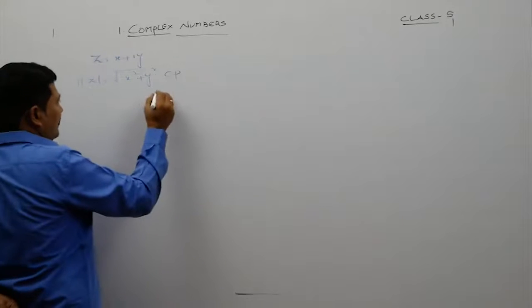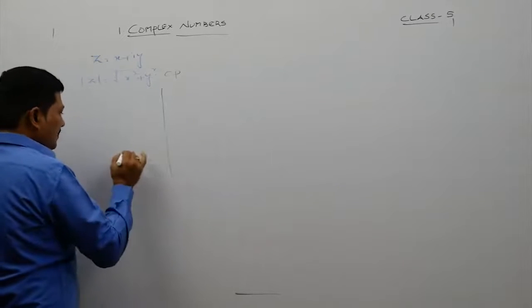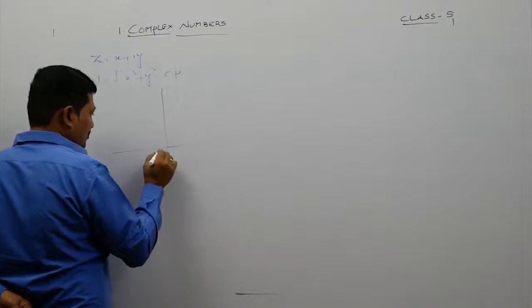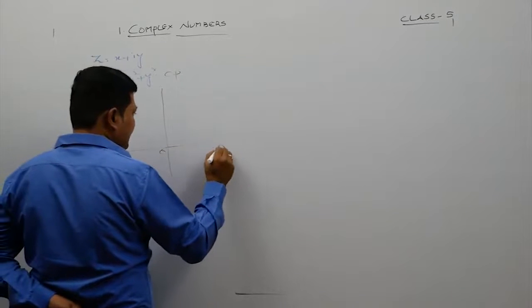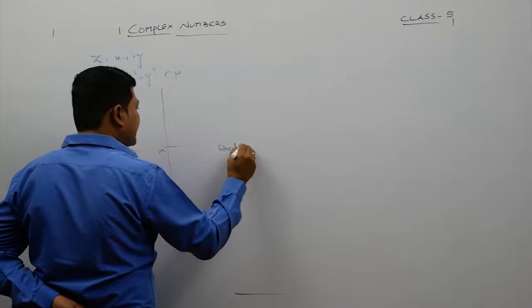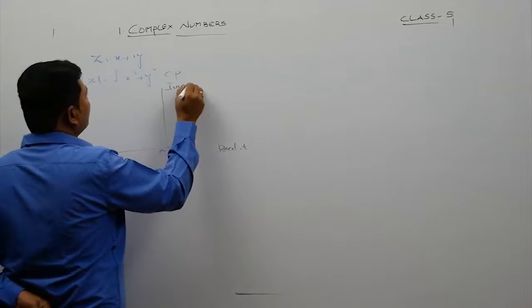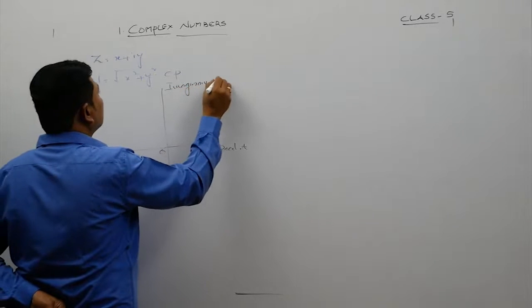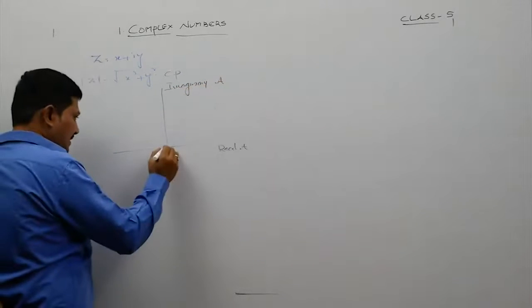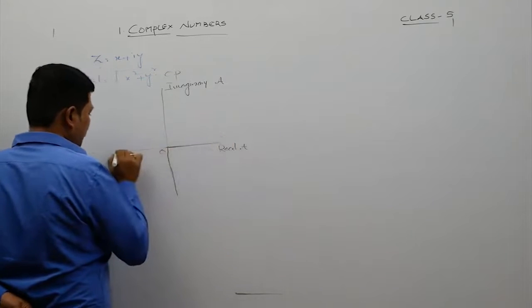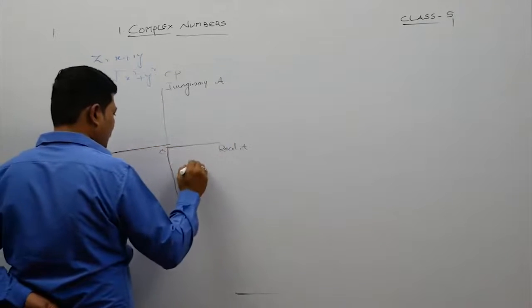And yesterday we drew that Argand plane. So this is called the origin, this is called the real axis, and this is called the imaginary axis. And this plane is named the Argand plane.